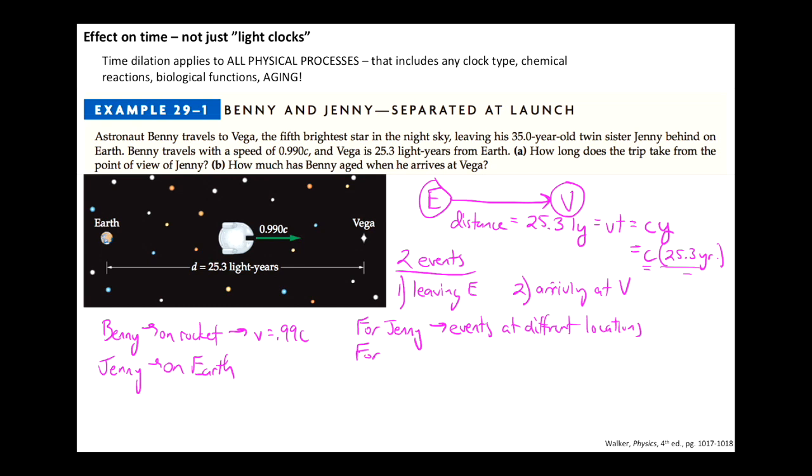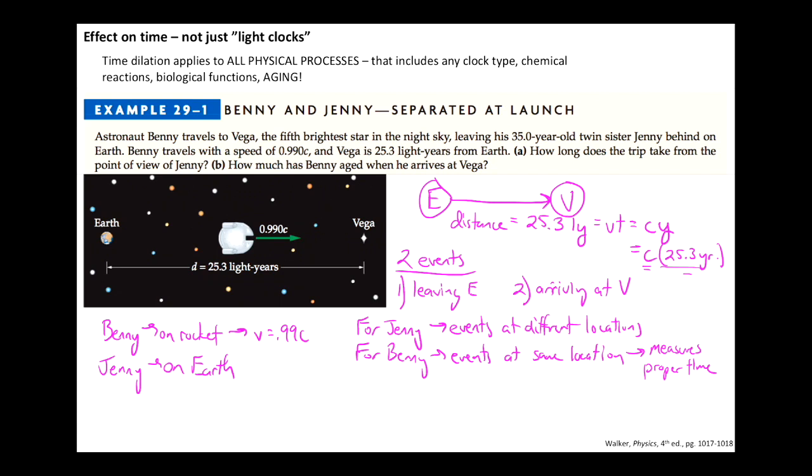On the other hand, for Benny, those events are at the same location. The world is a little Benny-centric, right? Everything happens where Benny is located. So he left Earth, he arrived at Vega, they happened where Benny was, in the exact same place. So we could say that Benny is the one measuring proper time.